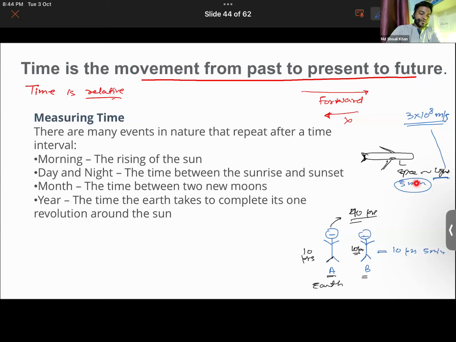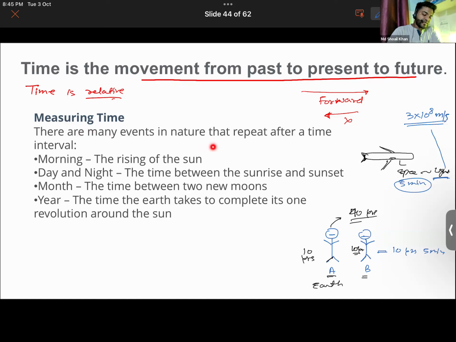That is why we say that time is a relative concept if we talk about it in astronomical terms. For someone it is very fast, for someone it is very slow. It depends on the speed at which you are moving in space. Now, how do we measure time?